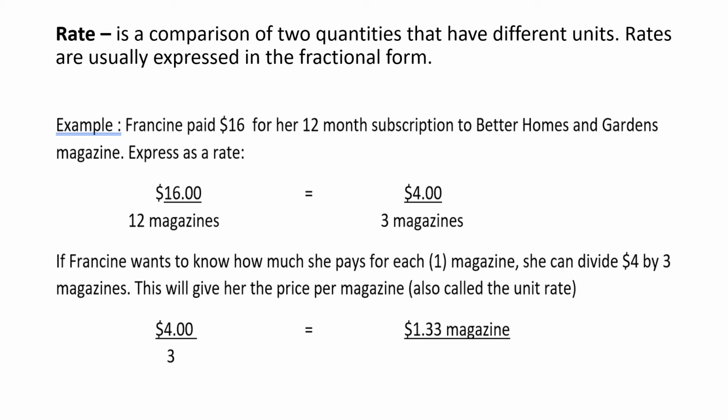If Francine wants to know how much she pays for each magazine, she can divide $4 by 3 magazines, which will give her the price per magazine, also called the unit rate. So $4 divided by 3 magazines, each magazine costs $1.33 per magazine.